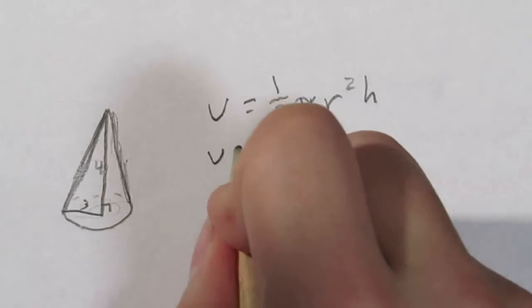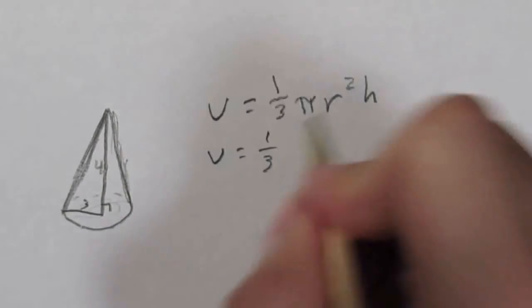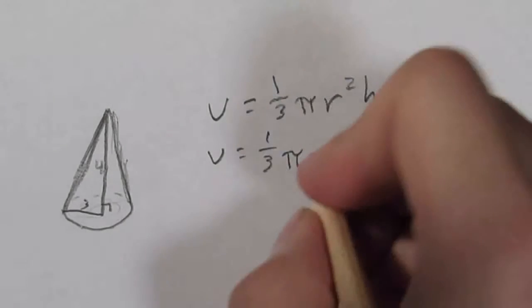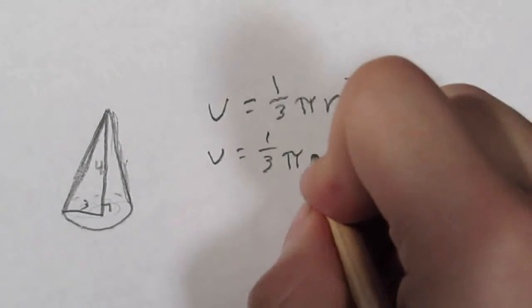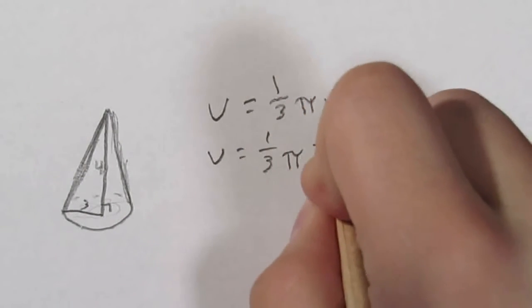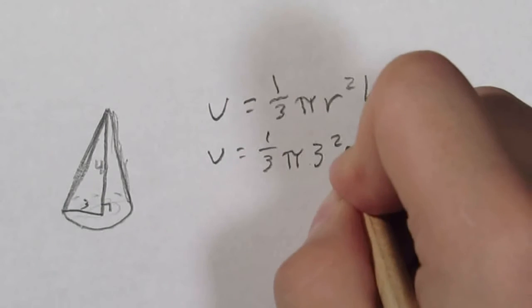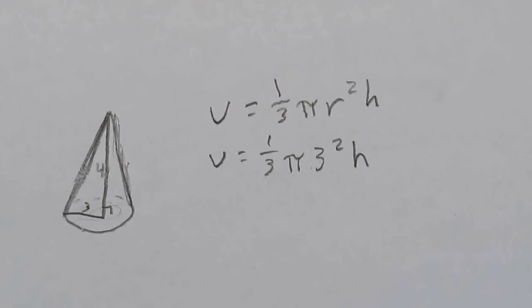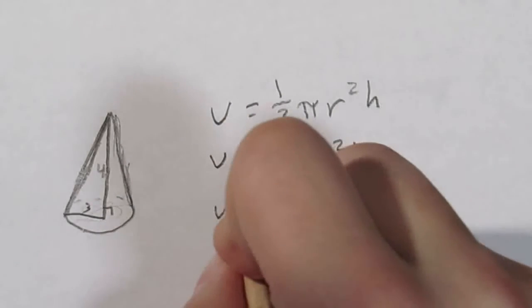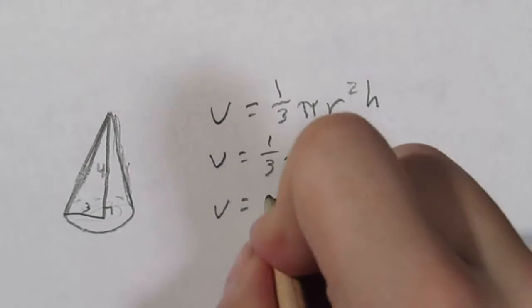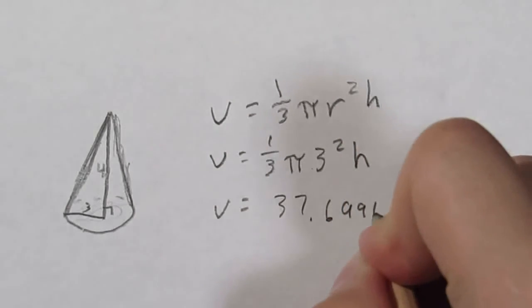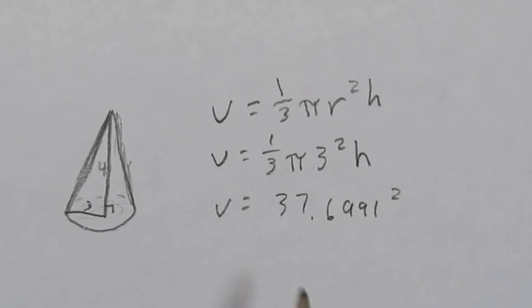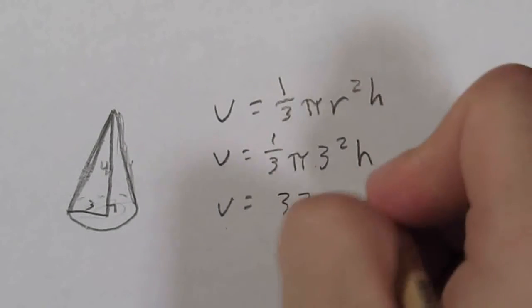So if we simply just plug in our numbers, we can do 1/3 pi, and then the radius, I'm sorry if you can't see it too well, is 3. So we're going to do pi r, 3 squared, times the height, which is 4. Once again, sorry if you can't really see that, but I'm not an artist by any means. So in this case, we're actually going to get the volume equaling 37.6991. And then we don't have any units, so we're just going to say cubed.